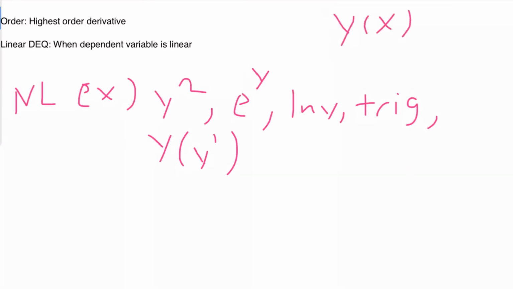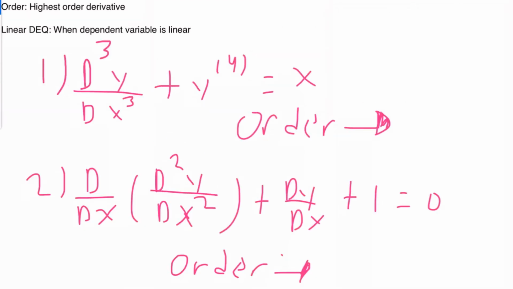And keep in mind, the dependent variable is the output of the function, so in y of x, y depends on x. Just think of it like that, the output would be the dependent variable. Usually it's y, but just keep that in mind. So let's move on to some practice problems.